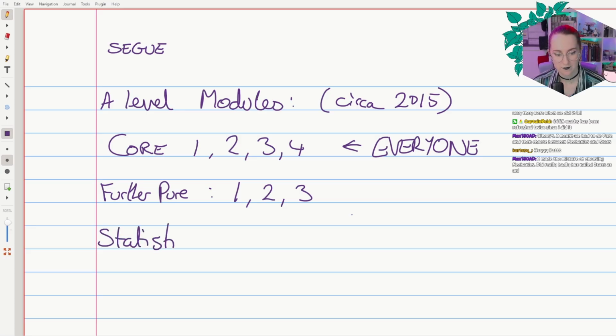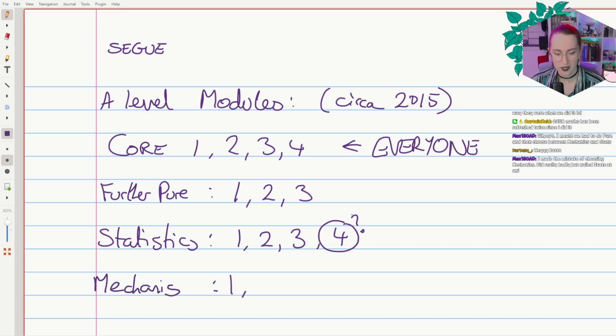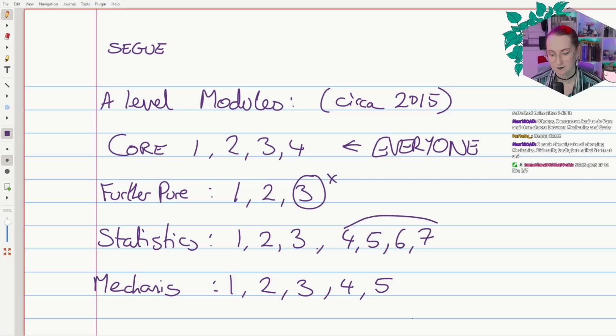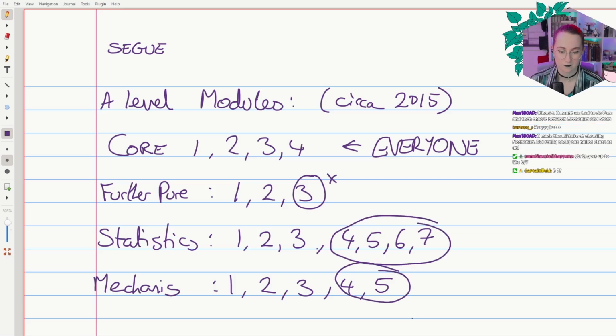Statistics, then, you could do 1, 2, 3, 4. I think there was a stats 4. Mechanics, you could definitely do. My college offered 1, 2, and 3 in mechanics, but there was also 4 and 5. Stats goes up to like 6 or 7. Okay. So none of those were offered in my course, all the ones in bubbles. No.